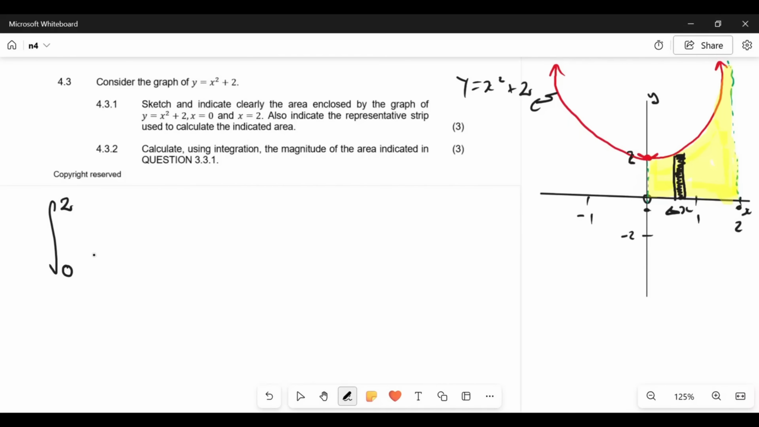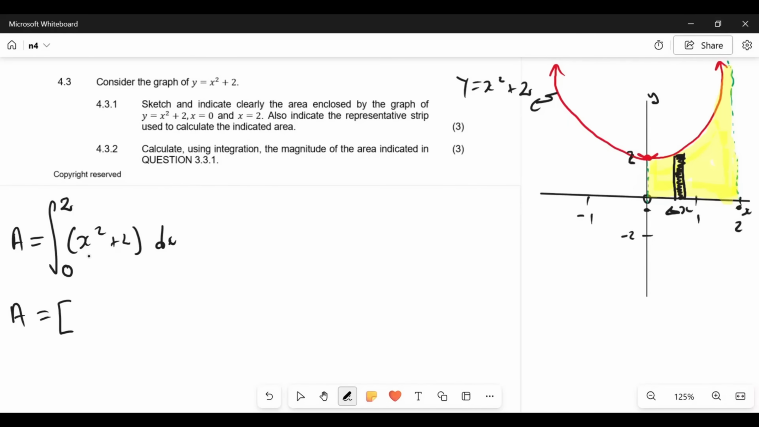Now, what you're going to put inside there is the equation of our graph, which is x squared plus 2. There we go, dx. Now with this, you are able to actually calculate the area. So this is equaling to the area. So area is going to be equaling to, now we integrate everything that is inside there.